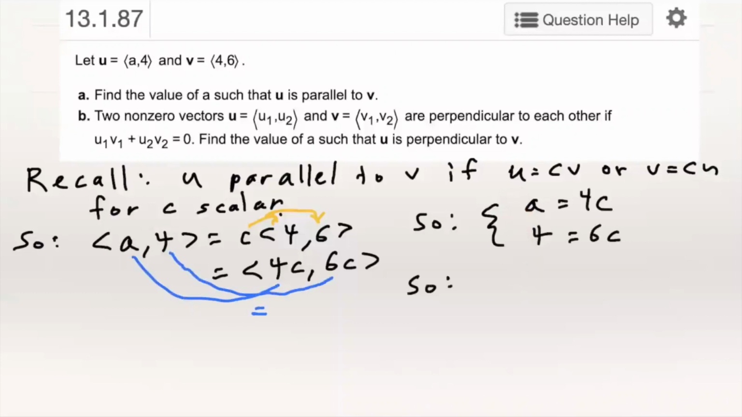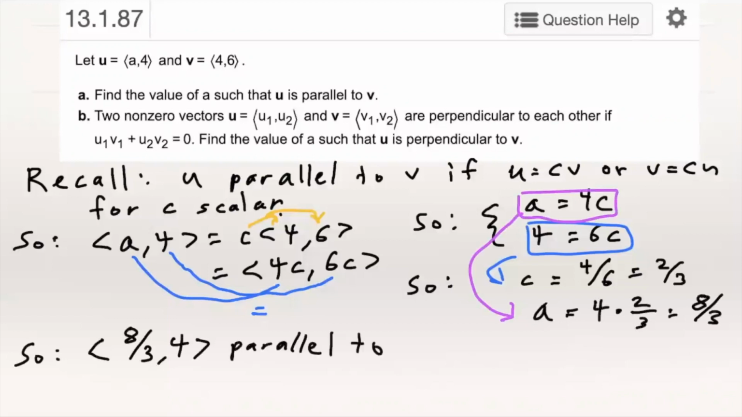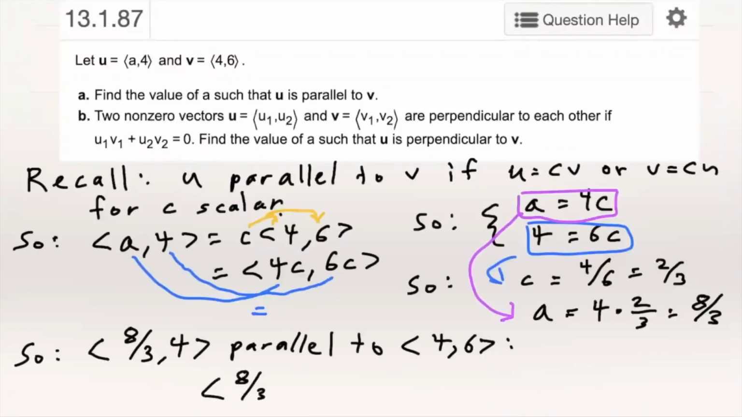So taking the second equation, that implies that C is equal to 4 sixths, which is 2/3. And then taking the first equation, that means that A is equal to 4C, which is 4 times 2/3, which is 8/3. So we have solved for A, and what this means is that (8/3, 4) is parallel to (4, 6). And in fact, specifically, (8/3, 4) is equal to our scaling factor C, which was 2/3, times (4, 6). And you can check that 2/3 times 4 is 8/3, and 2/3 times 6 is 4.